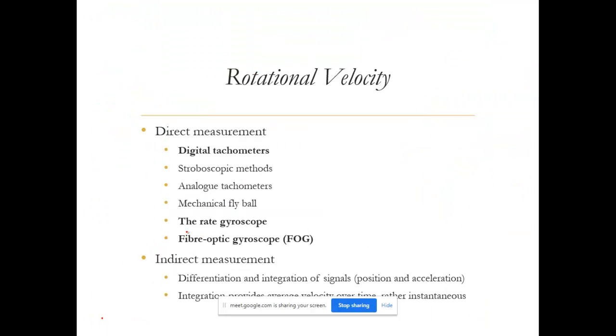Similarly, we have the rotational velocity. So we do have some direct measurements where we have tachometers, we have stroboscopes. Have you ever used this stroboscope या कुछ tachometer?